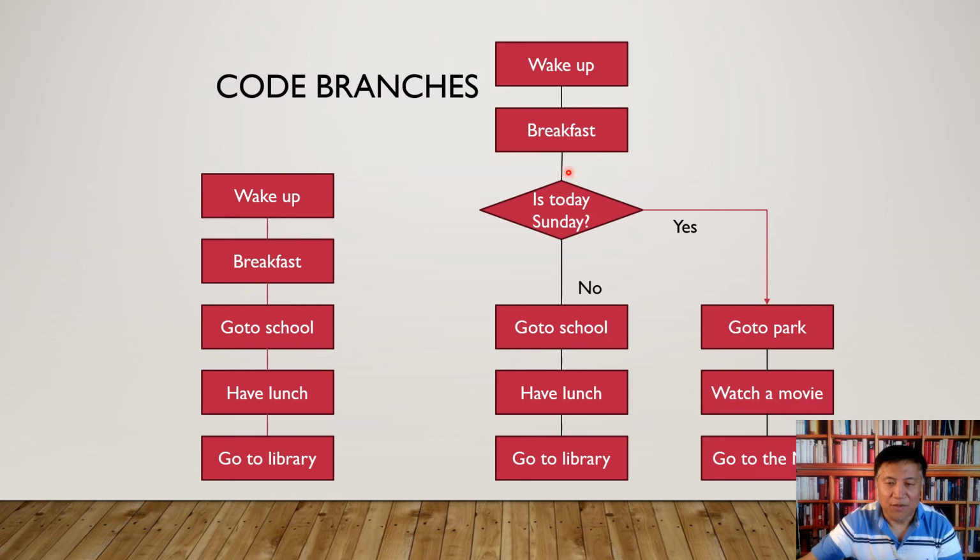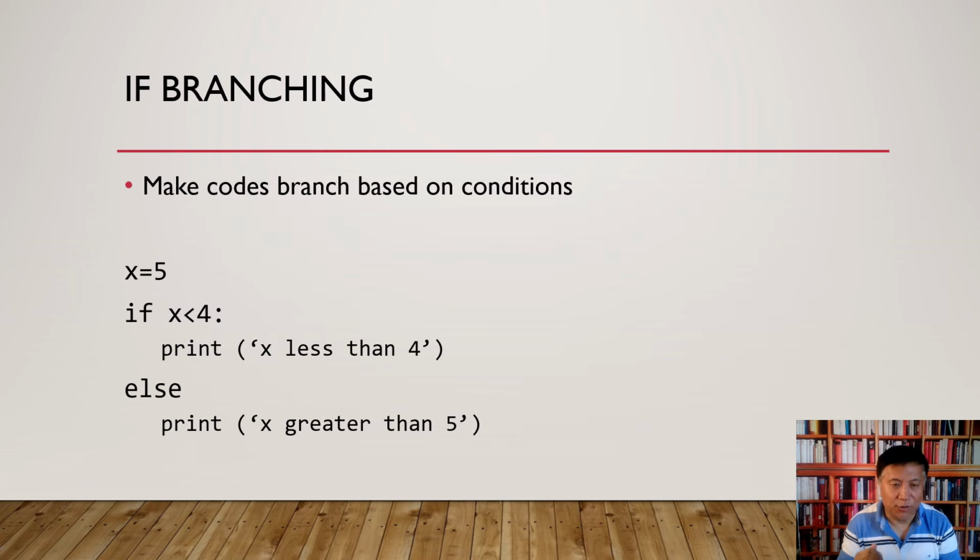For example, you may want to have a different schedule on Sunday. You wake up, have breakfast, and then is today Sunday? If today is not Sunday, then you go to school, have lunch, go to library. If today is Sunday, then you go to a park, watch a movie, and go to a coffee shop or do something else. It's relaxing. This is how branching works in a computer code. So we can make codes based on conditions.